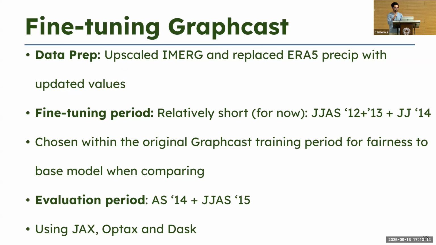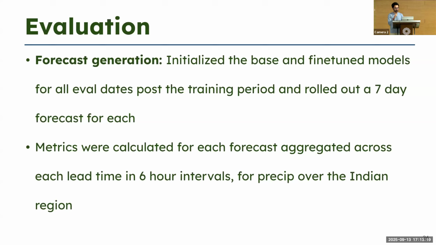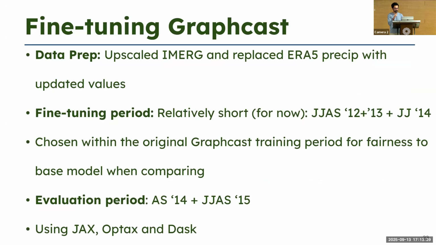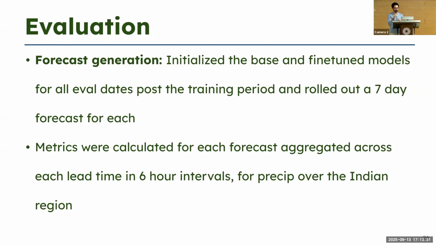And just a tooling thing, we use JAX, Optax, and Dask for parallel processing. And for evaluation, we can't just run one forecast and say that if we got a better fine-tuned result, then that's better than the base model. So we initialized the base and fine-tuned models for all these evaluation dates post the training period, and we rolled out a 7 day forecast for each. Now the metrics were calculated for each forecast, aggregated across each lead time in 6 hour intervals, which is the granularity at which GraphCast makes a forecast. And these metrics were of course calculated for precipitation since that's the variable we were focusing on.